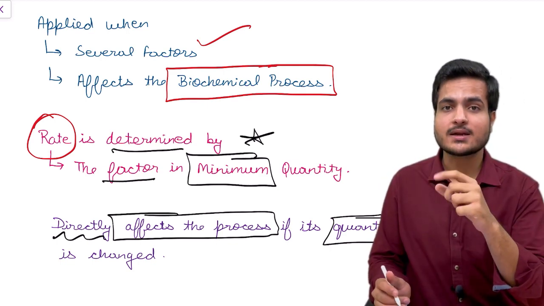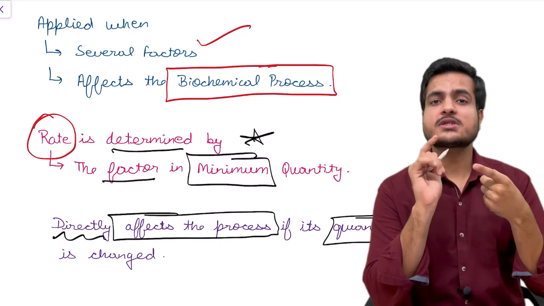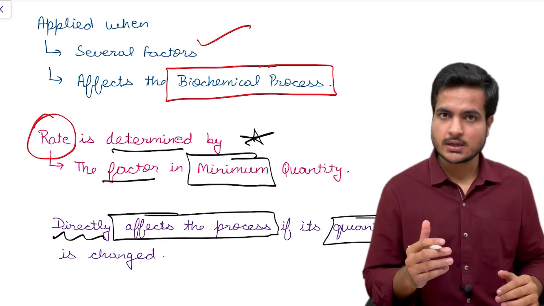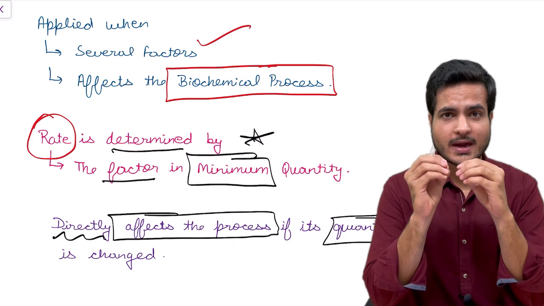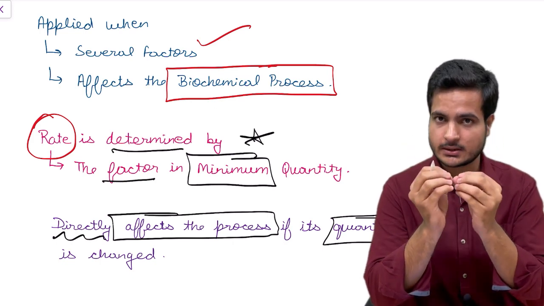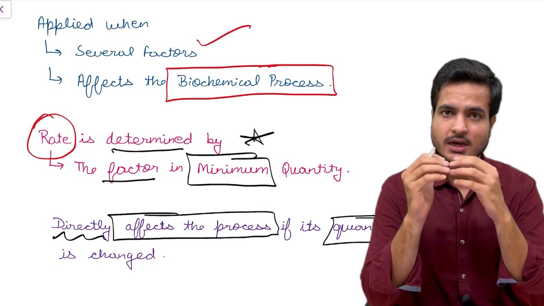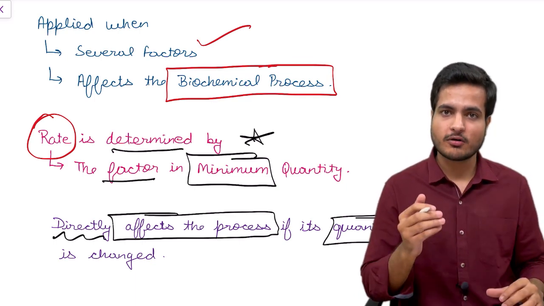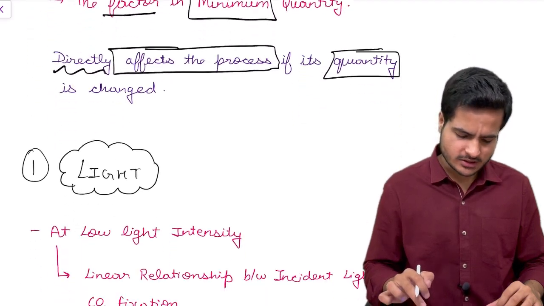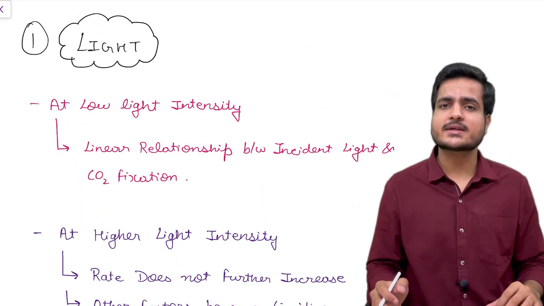Blackman said that a biochemical process which is regulated by several factors has the rate of the minimum quantity factor, and if the quantity of that factor is increased, it will directly impact the rate of that biochemical process. Now let's talk about these external factors individually.